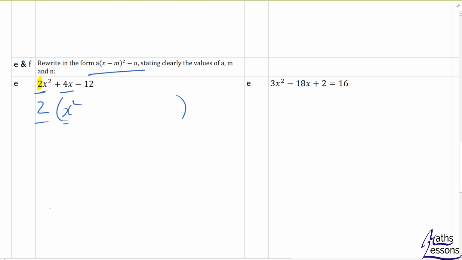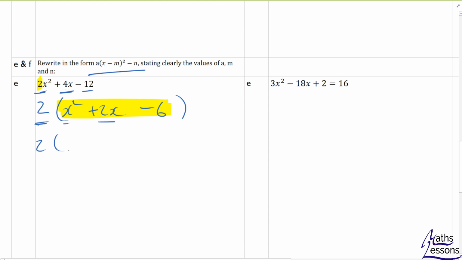And here, what do we need to times 2 by to get 4x? We need a plus 2x in here. 2x times 2 is 4x. And then we've got 2 times something gives me minus 12. It's going to be minus 6. And then we just do our completing the square magic on here. Just this bit here for the time being.